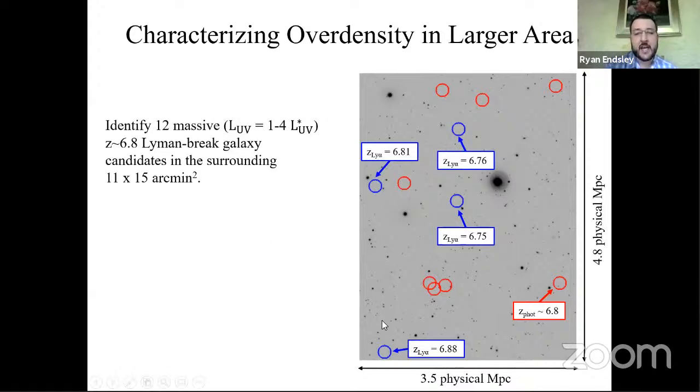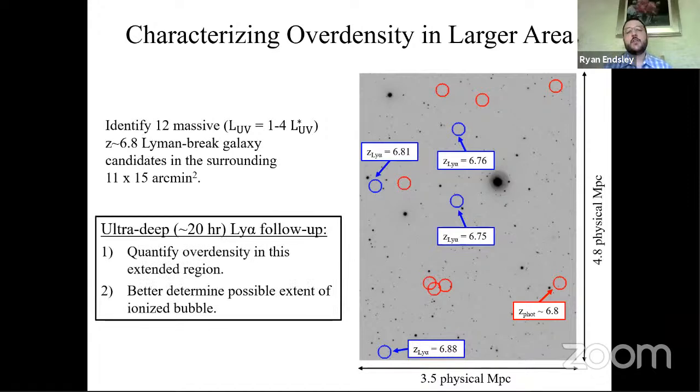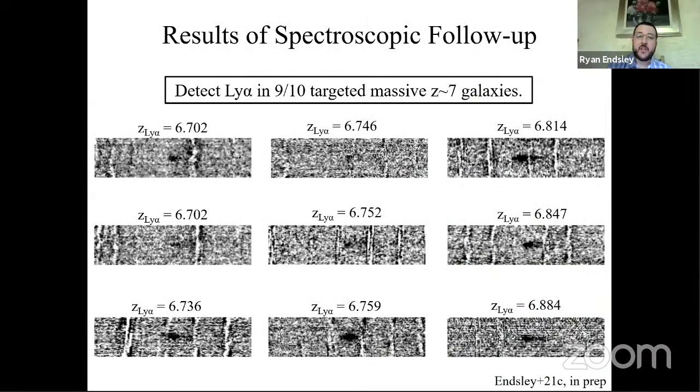And we actually have another Lyman-alpha detection in the same region at a higher redshift, 6.88, possibly suggesting that what we are seeing here is really this more extended overdensity, but we need to test this. So we conducted ultra deep, about 20-hour Lyman-alpha follow-up of the majority of these remaining candidates with the goal of quantifying the overdensity in this extended region and better determining the possible extent of the ionized bubble. So what did we find? We actually ended up with Lyman-alpha detections in 9 of 10 targeted galaxies across this region.